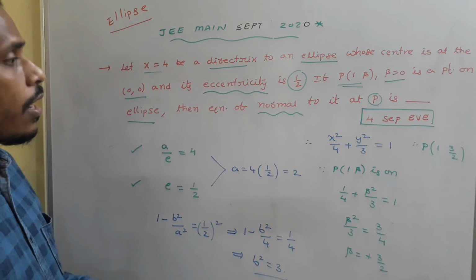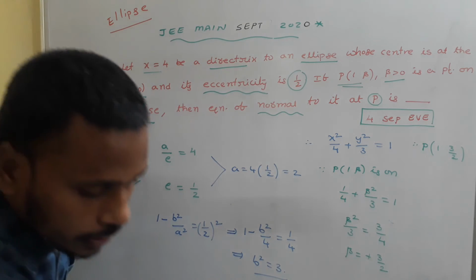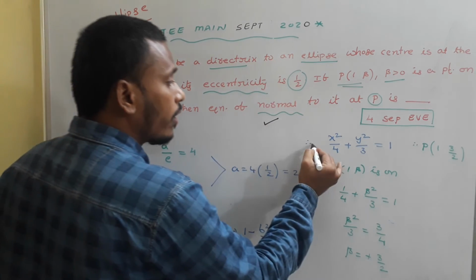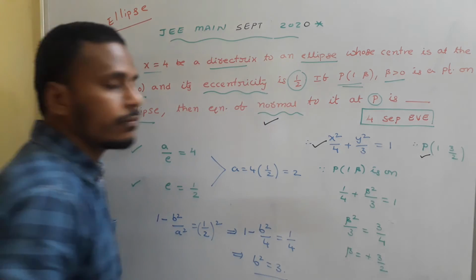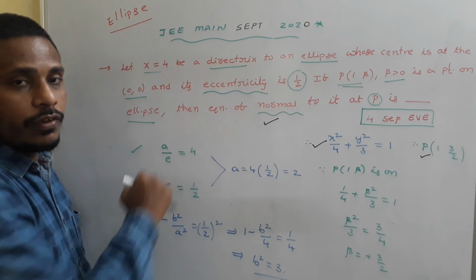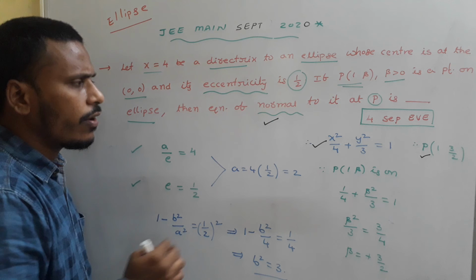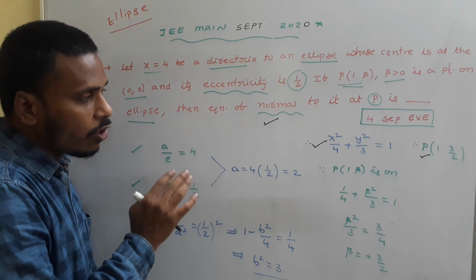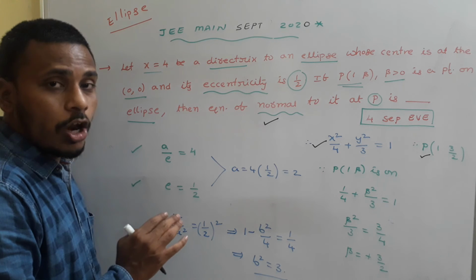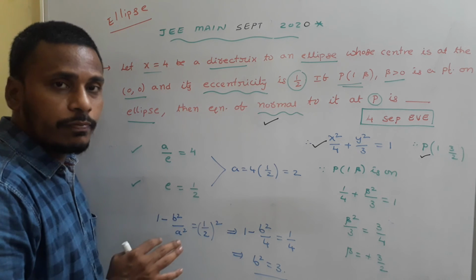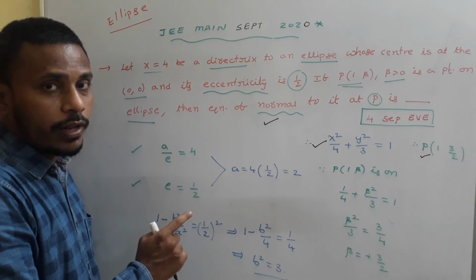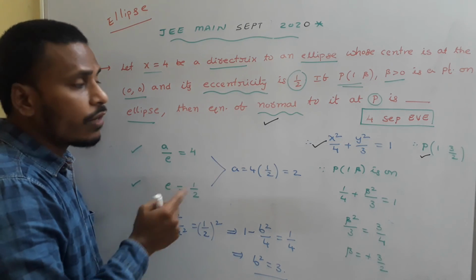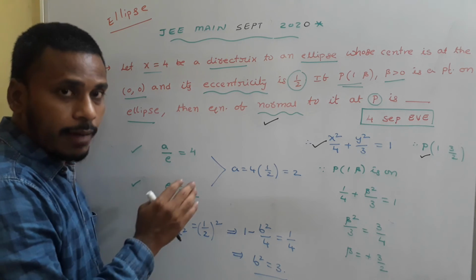After having point P as (1, 3/2), we need to find the normal equation for this ellipse at this point. We have different ways to find the normal equation. If you know the general normal equation, you can use it directly. If not, find the slope of the tangent and then the slope of the normal, then find the normal equation. So what will be the slope of the tangent for this? I am moving in that way.